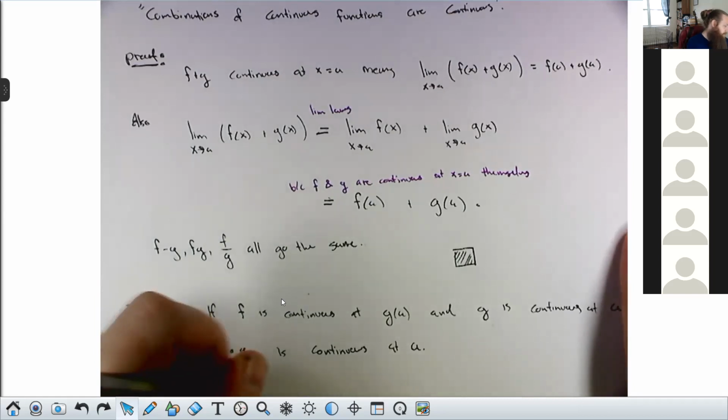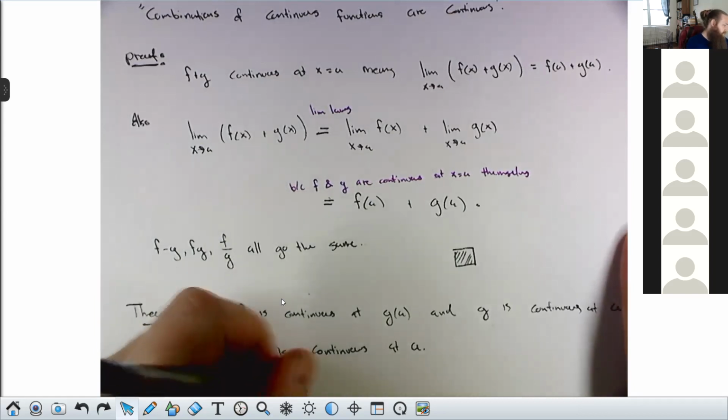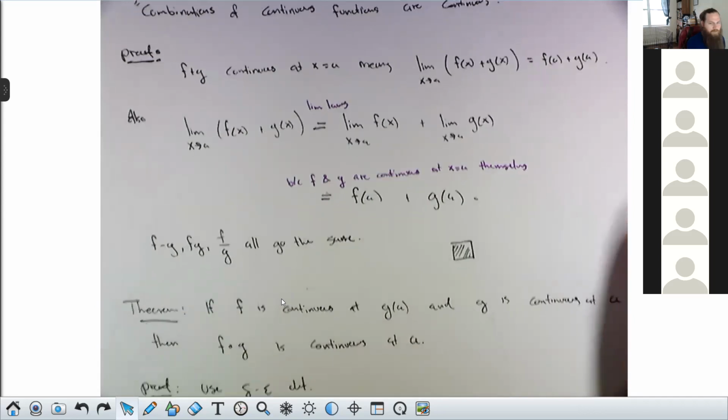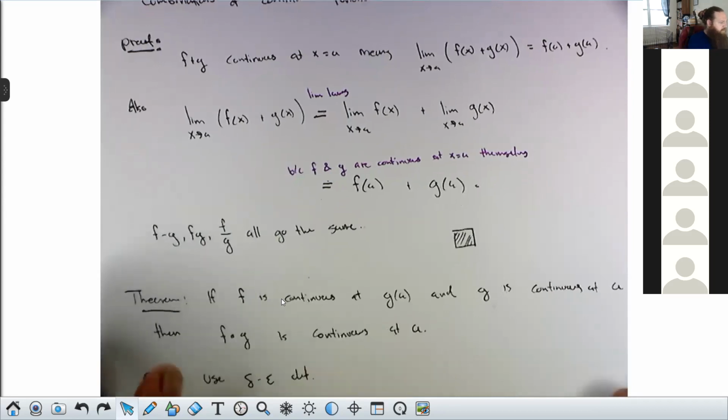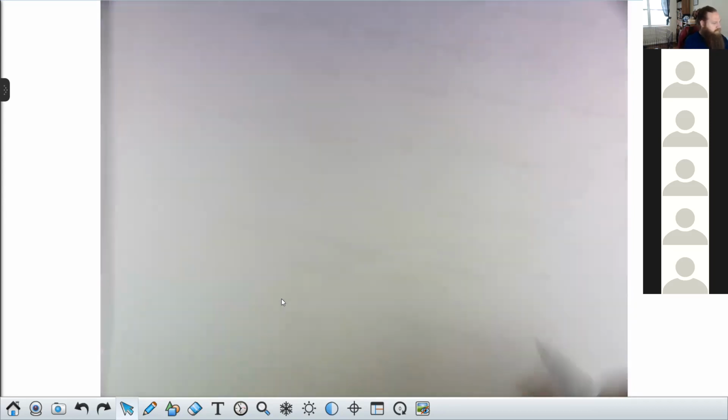Use the delta epsilon definition. It's not bad. It's really not bad. But I want to get to some more good stuff for us today. The last theorem I need to share with you regarding continuity is a consequence of one of the theorems in the previous section.